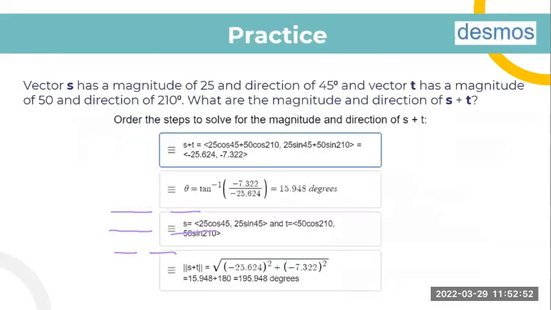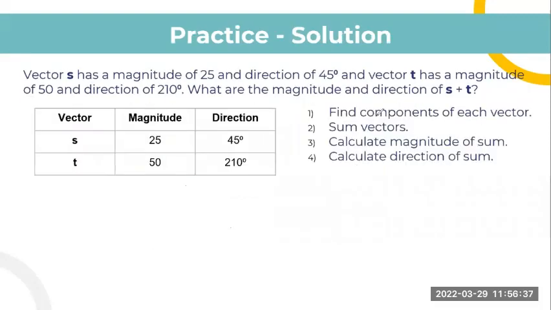All right, so if you hop over to Desmos, we've got another practice like this that you're going to try, but all you have to do is order the steps. Find the components, add the vectors, then you can calculate the magnitude, and then you can calculate the direction. For this solution, I did write the given vectors in a table just to make it clear. You're welcome to do that, but it's not required. I like the table, it just makes it nice and clear.